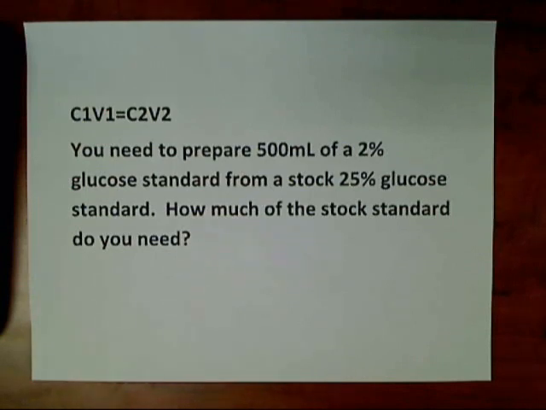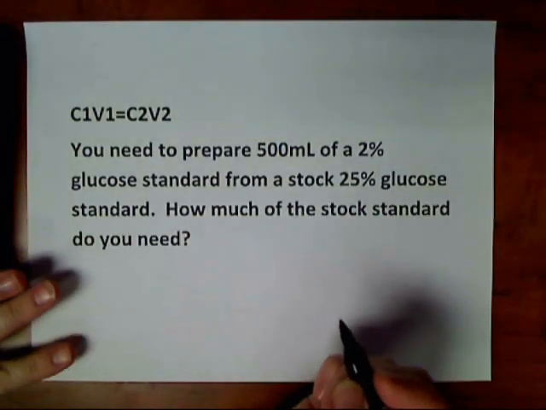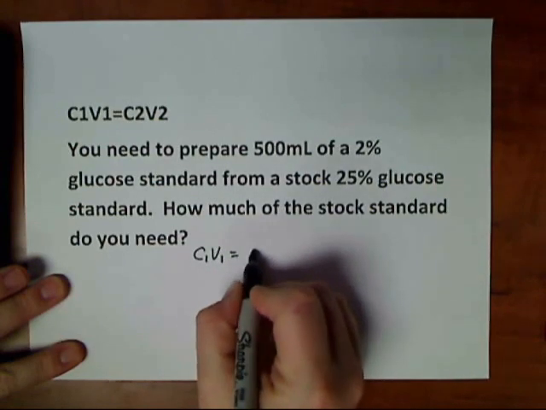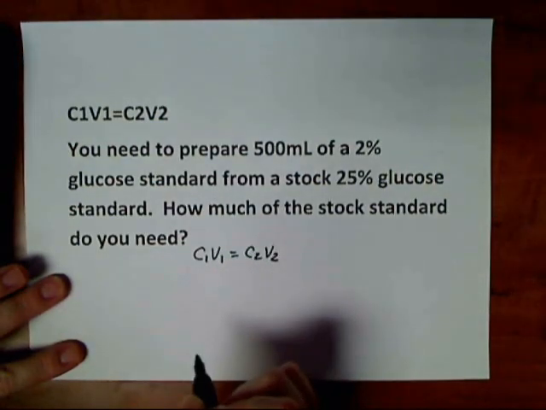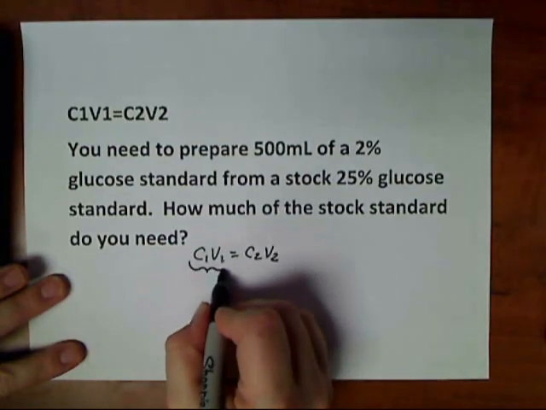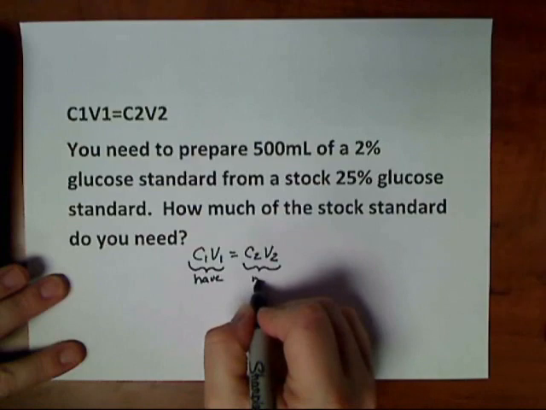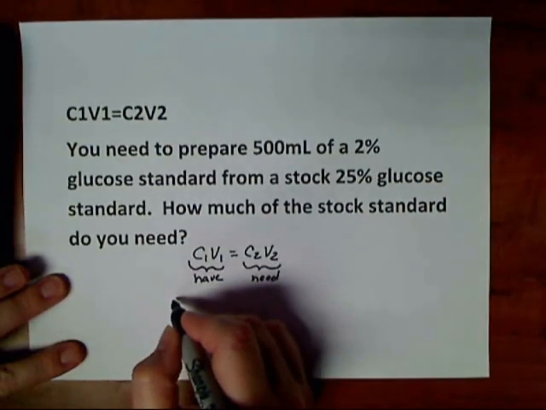For this type of problem, we are going to figure out how to prepare 500 mils of a 2% glucose standard from a stock 25% glucose standard. We need to know how much of that stock standard we would need to prepare that. So for this, you need to use the C1V1 equals C2V2 equation. With the C1V1 equals C2V2, I like to figure it out as the first side is what you have on hand, and the second side is what you need. So let's go ahead and fill these in.